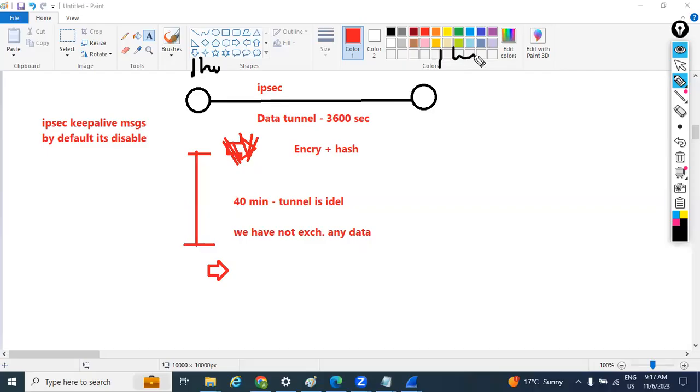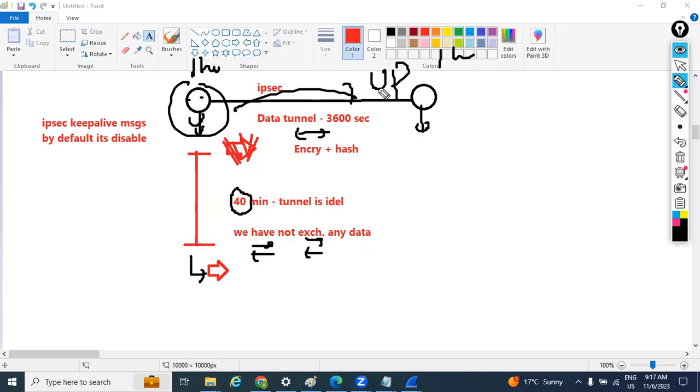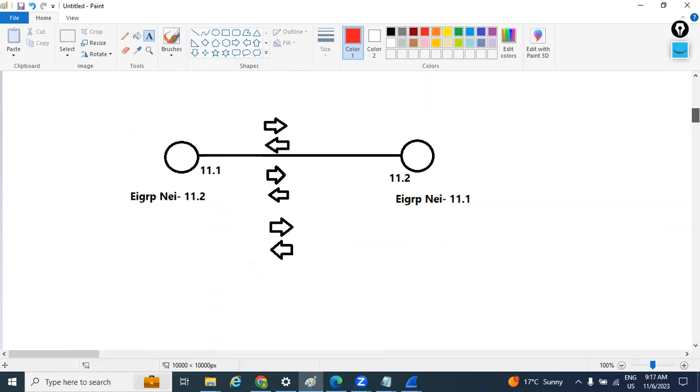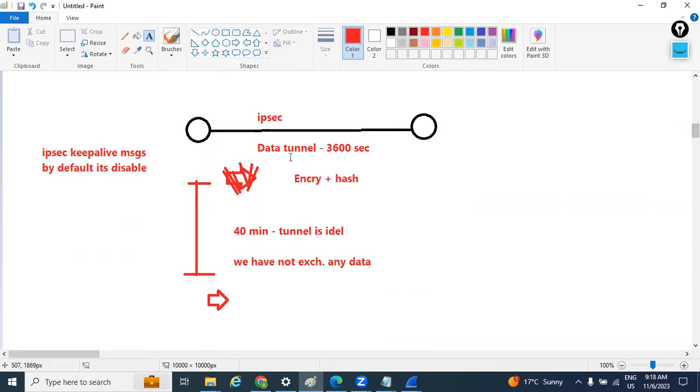The question is, first of all, why do we need a keep alive? I need it because for the last 40 minutes, this tunnel was idle. We were not exchanging any data. So before sending the data, if we were already exchanging hello messages, that would help this site identify that yes, the other site is already in the up state. Like EIGRP, where hello messages are exchanged every 5 seconds. But here we do not have any concept of keep alive messages by default.